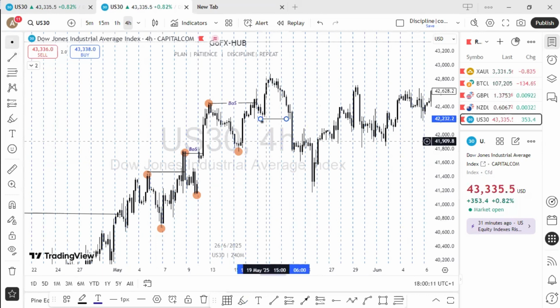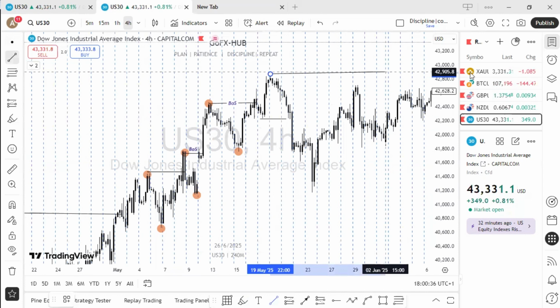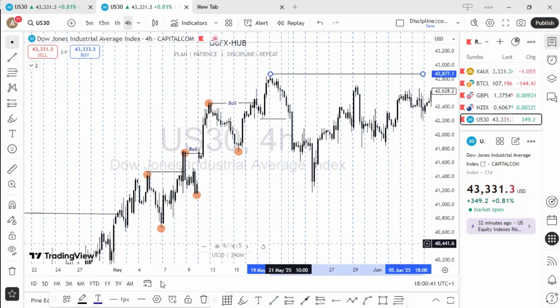So you can see it took this side away. When it took this inducement away, what happened? It came back to this side. This is a significant swing point, a swing low, and then it tapped in. After it tapped in, it went up to buy. So this is the significance of an uptrend.